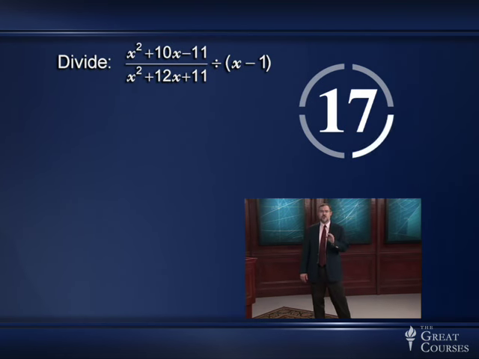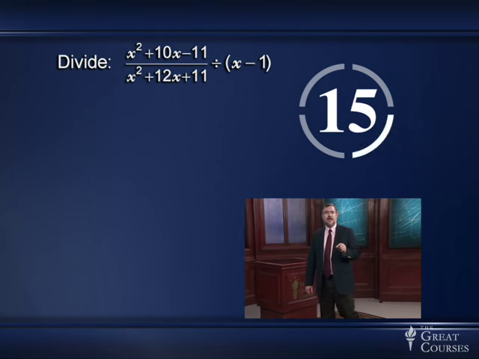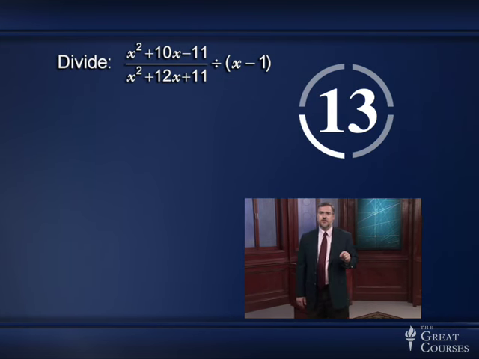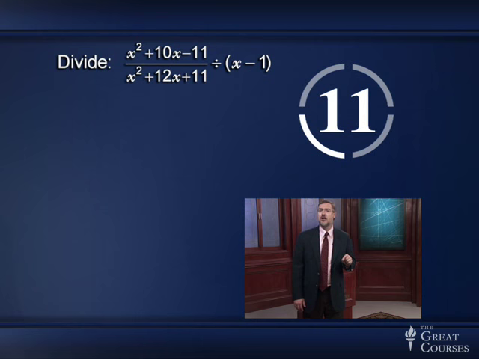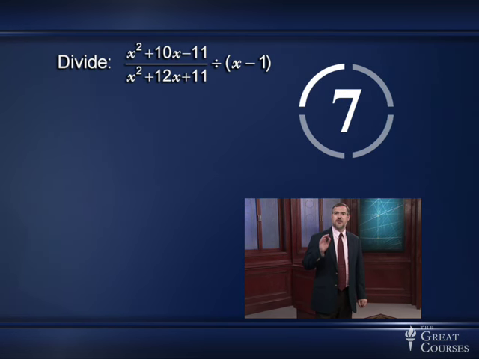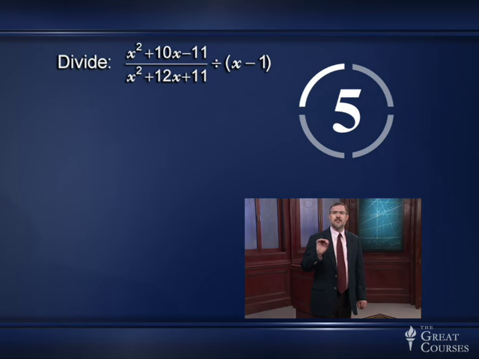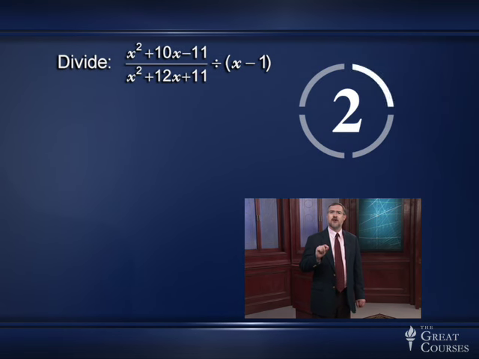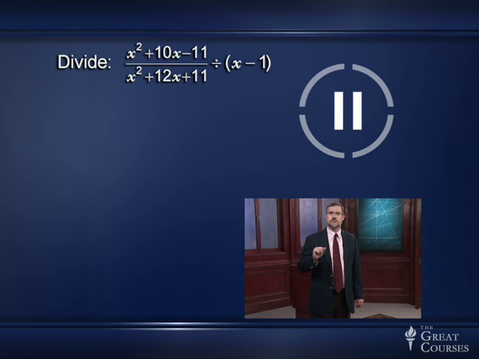Now, why don't I suggest you try one? Divide x squared plus 10x minus 11 divided by x squared plus 12x plus 11 by the quantity x minus 1. And I'll give you a hint. Write that x minus 1 as x minus 1 divided by 1.